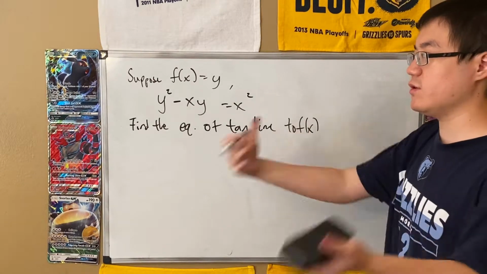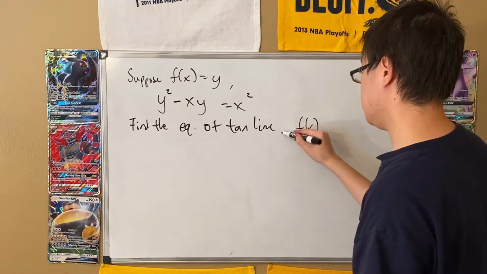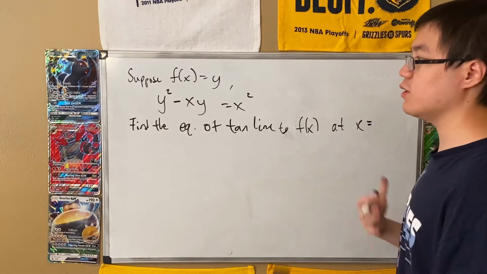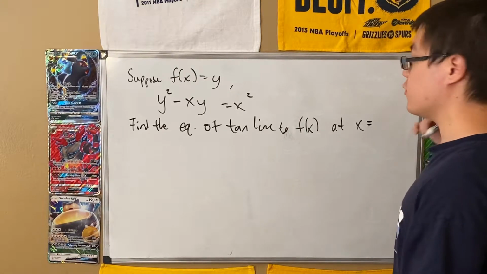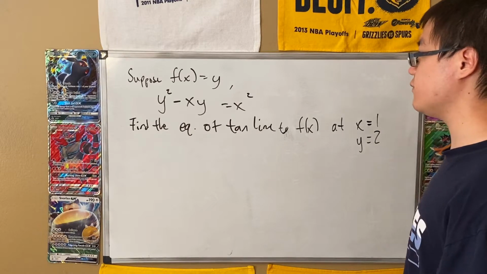In the previous ones, it was always the given. There was no additional function. So it's to f of x at x is equal to, let's say, we'll give both coordinates actually. Let's say x is equal to 1 and y is equal to 2. Let's see if this works.